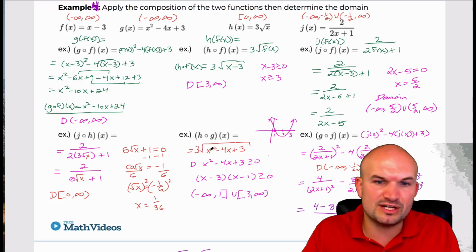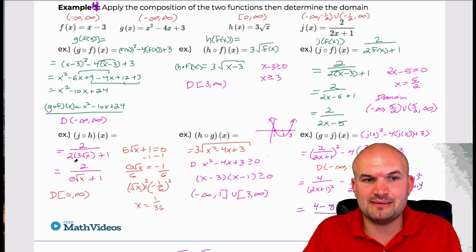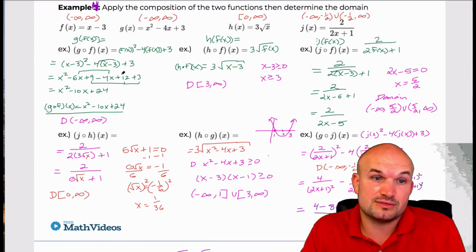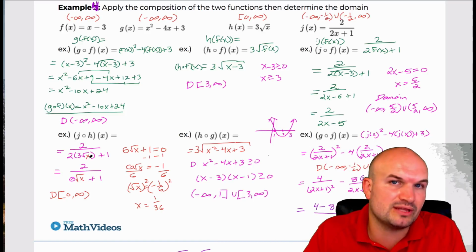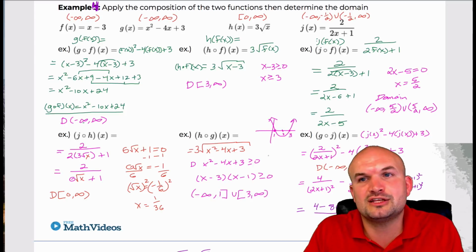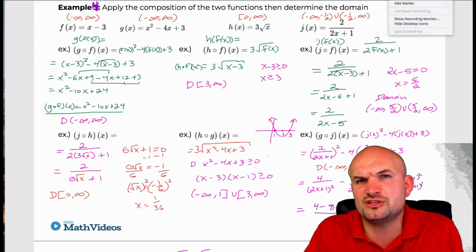And then obviously once you've applied the composition, sometimes you're going to have new restrictions, sometimes you won't, right? Here we had no new restrictions, but when we place it under a radical, or with a rational function, you'll see that there are going to be new domain restrictions. So just make sure that you are aware of those. So now it's on to the next example.